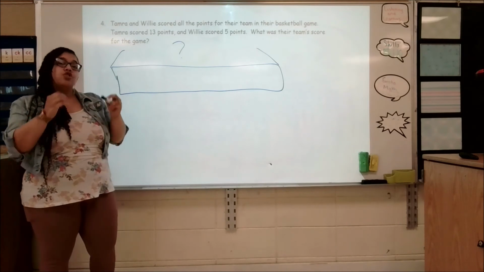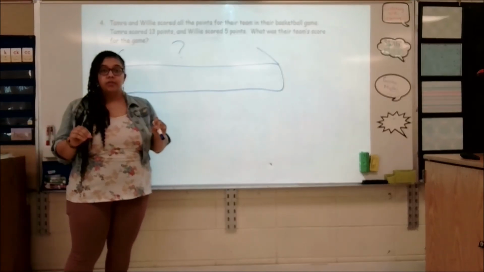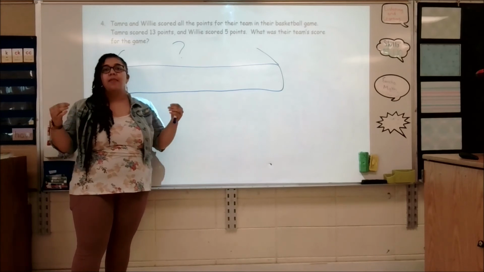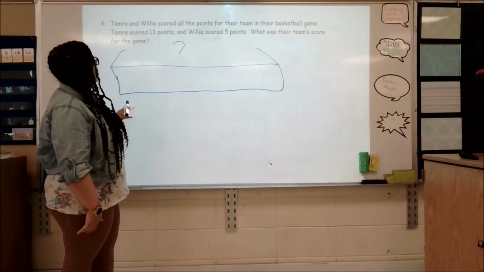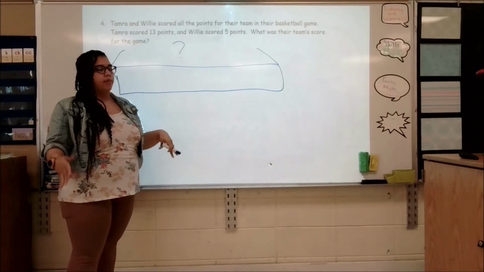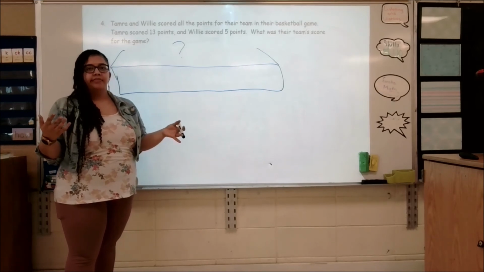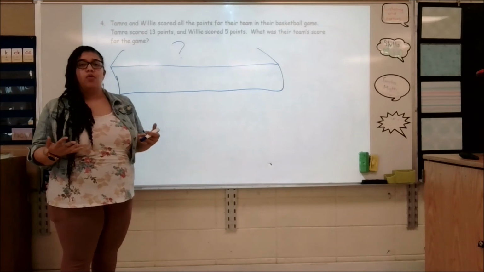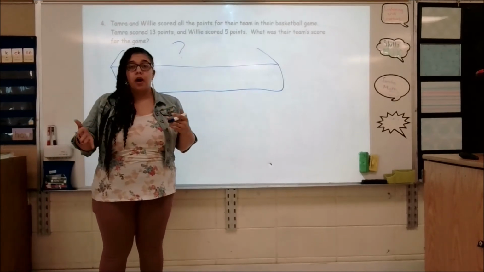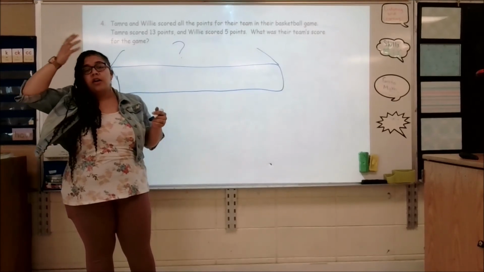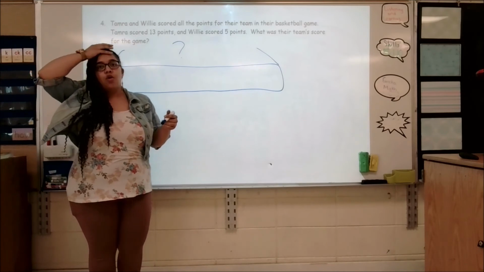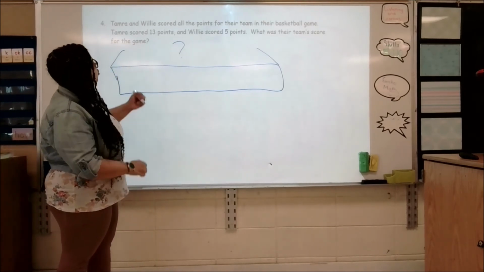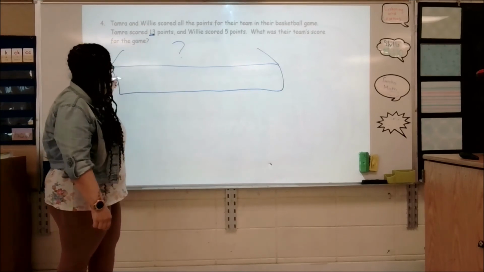So let's draw a picture, specifically a tape diagram. Not just any old picture. A tape diagram to show. First, tell me, who scored more points, Tamara or Willie? Tamara did. Tamara scored 13 points. So knowing that's the larger part, just like if we were counting on, this is what we're going to put in our head, or in this case, first in our tape diagram. So let's draw Tamara's 13 points.